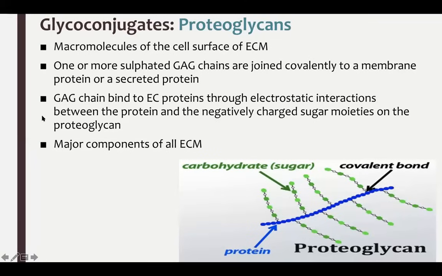Okay, then GAG chains bind to the extracellular protein through electrostatic interaction between the protein and negatively charged sugar moieties on the proteoglycan. We know that we have the cell membrane, and in the cell membrane there are different types of protein. So the proteins are present in the extracellular space or bound to the plasma membrane. These molecules are bound to those proteins via electrostatic interaction. Okay, and they are major components of the extracellular matrix.